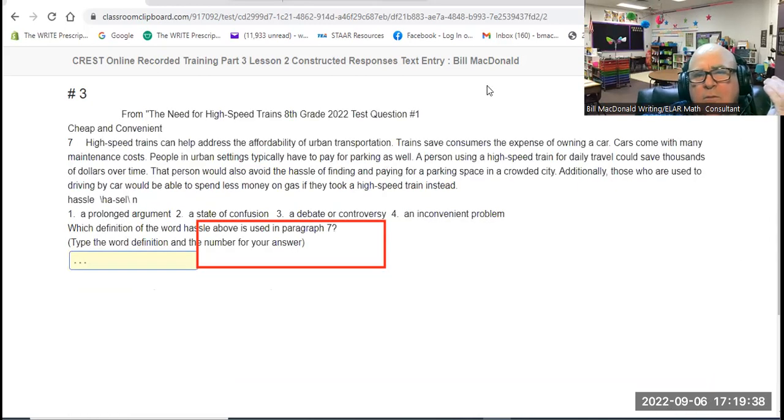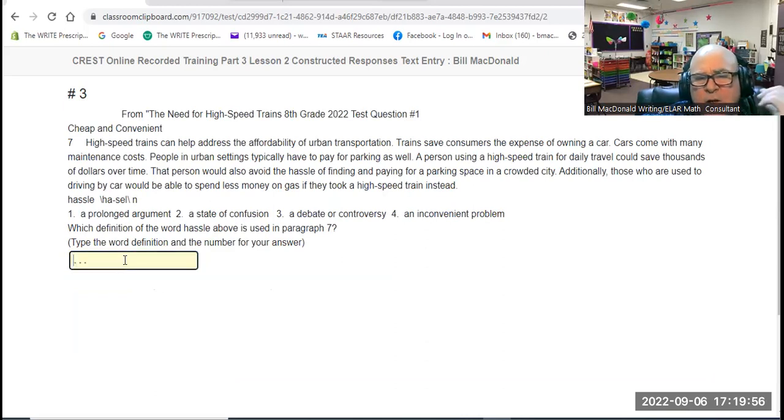All right. Next one, clear the drawings. 8th grade, this came from question number 1, and all it needed was what a word meant. And so as you can see here, there's no answer there. So your students will have to type a word. And so to make sure that they get it clear, it says type the word definition, because these are 4 definitions and the number. So they have to type the word definition and one of these 4 numbers.